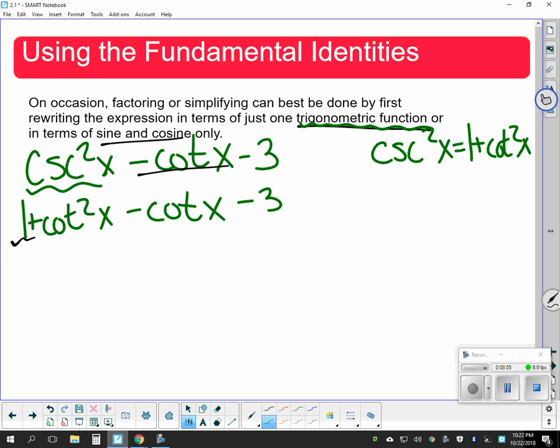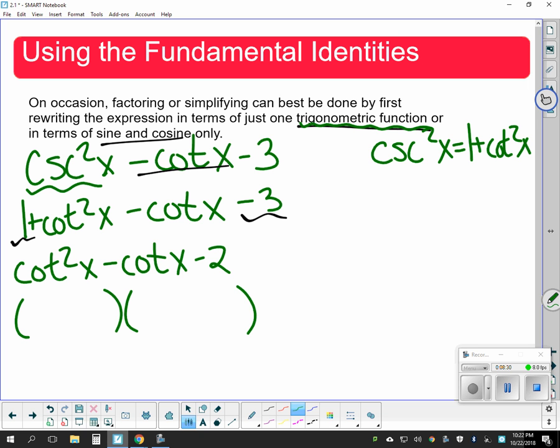I can simplify by combining 1 minus 3, so I have cotangent squared of x minus cotangent of x minus 2, and then I can factor. So again, you could do AC method here, but because a is 1, you get to take the shortcut. So what multiplies the negative 2 and adds to negative 1? Negative 2 and positive 1, right? Those are your numbers in the back, and instead of just having an x here, you have to have a cotangent of x. Cotangent of x.